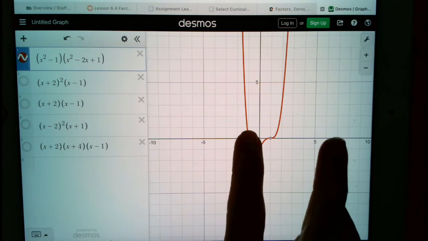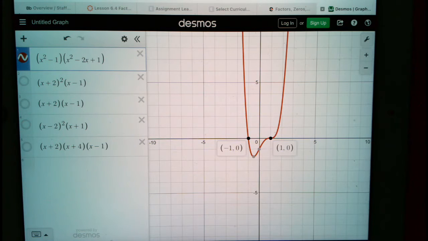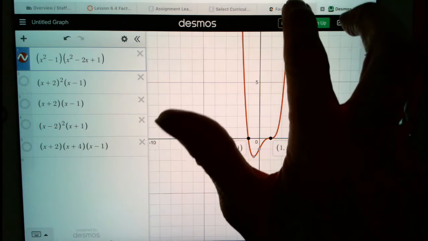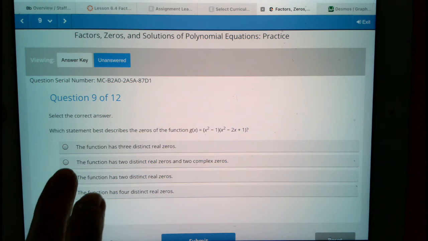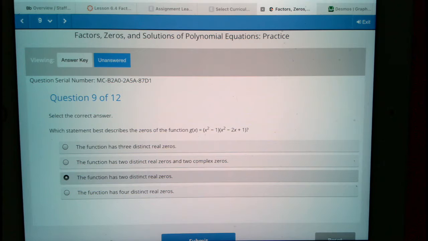And what I see is that I have 2 distinct real zeros. So if I go back and look at the problem here for a moment, let's see if that's an option. It says the function has 3 distinct real zeros. No. The function has 2 distinct real zeros and 2 complex zeros. Well, I don't think it is. I think that this is my only option there: the function has 2 distinct real zeros because it doesn't have 4.